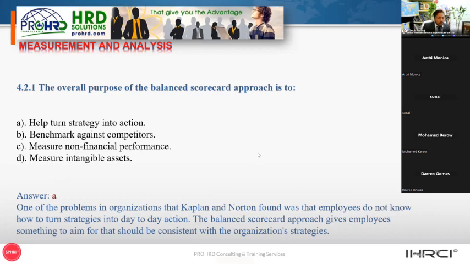So one of the problems in organizations that Dr. Kaplan and Dr. Norton found was that employees do not know how to turn the strategy into day-to-day action. The balanced scorecard approach gives employees something to aim for, consistent with the organization's strategy. It is like a tool which helps you implement the top-down strategy at the bottom level.